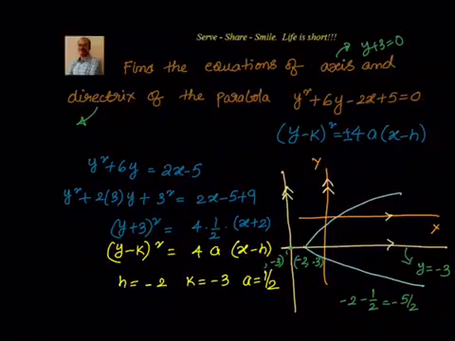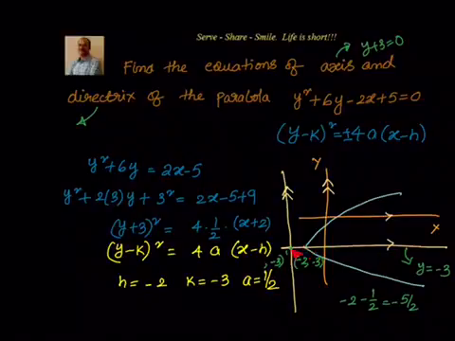Because we know that the distance between the vertex and the focus, and between the vertex and the point on the directrix on the axis of the parabola, is the same. So we know that a equals 1 by 2.